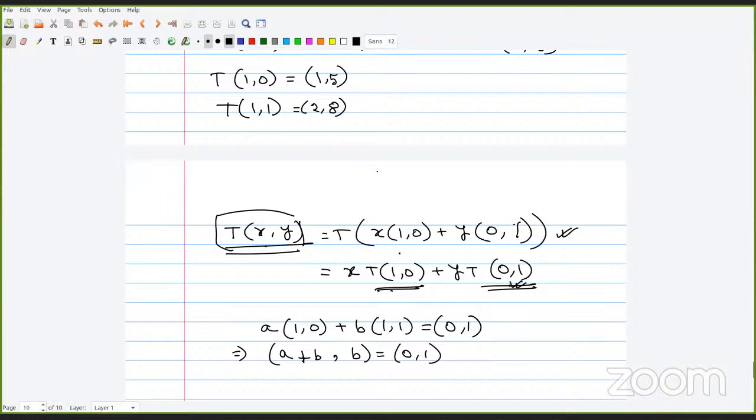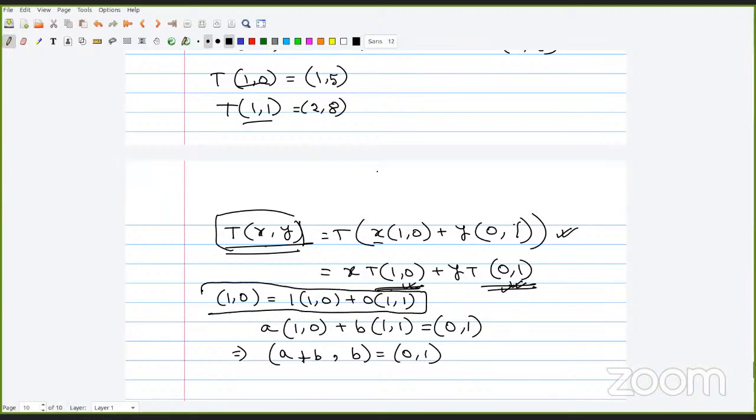Now I am using the properties of linear transformation. I can take x outside and y outside. So now I know the images of (1, 0) and (1, 1), because that was the basis given to us. I don't know the images of the standard ordered basis, but I can write the standard ordered basis in terms of (1, 0) and (1, 1). The first one is basically clear: (1, 0) is nothing but 1 times (1, 0) plus 0 times (1, 1).